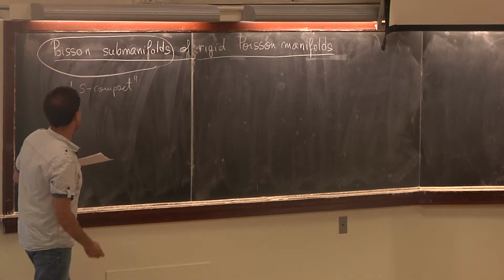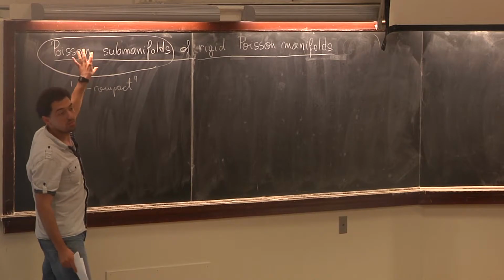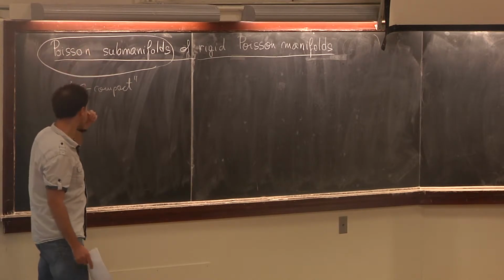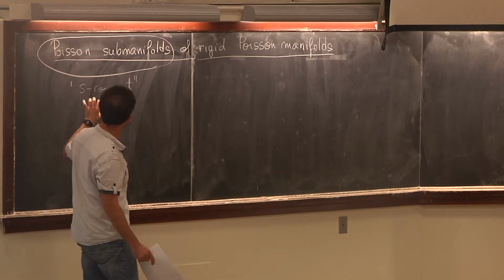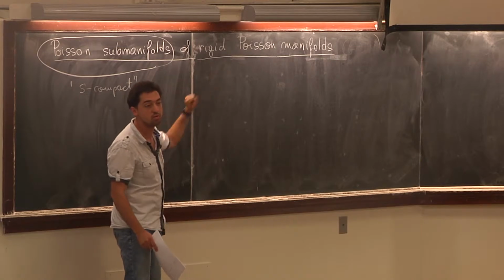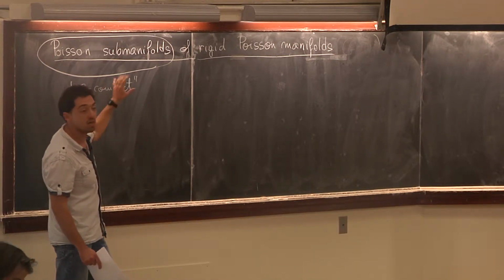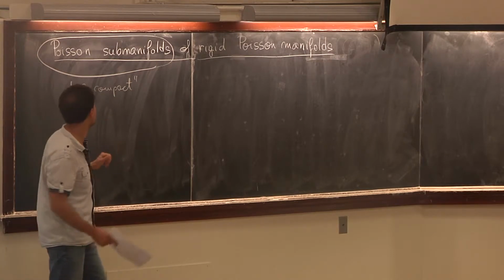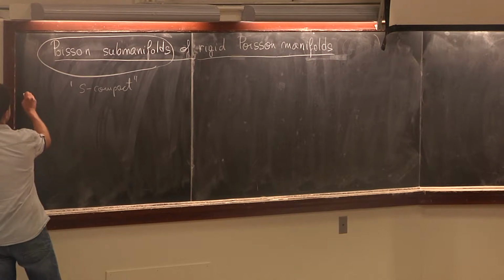This property you can define only in terms of the Poisson manifold itself. The theorem that I want to discuss is an embedding theorem for these S-compact Poisson manifolds into rigid Poisson manifolds. So somehow this property actually characterizes them as submanifolds of rigid Poisson manifolds. So I will actually start by stating this result.